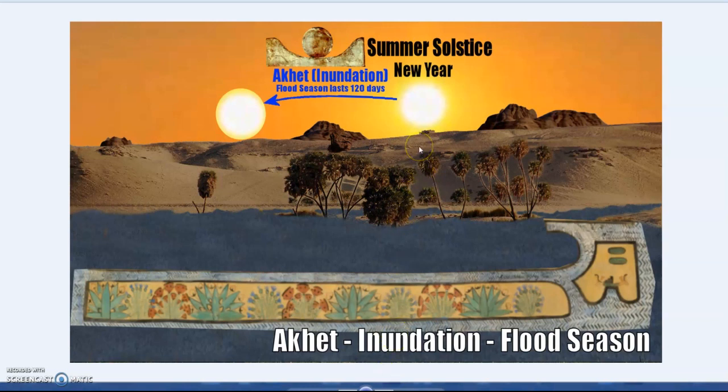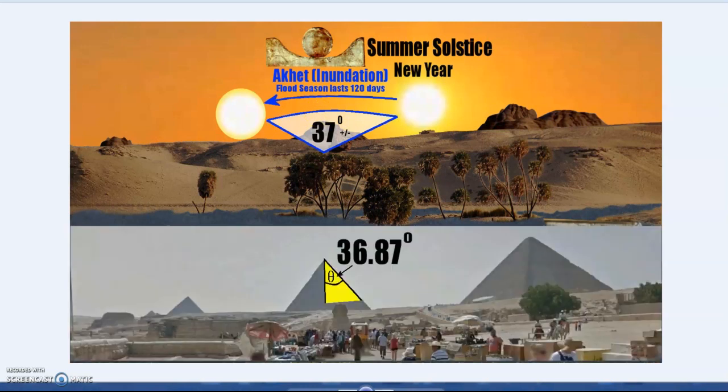So on the summer solstice or the Egyptian New Year, we have Akhet, the inundation, the flood season. It lasts for 4 months of 30 days, or the season lasts 120 days in total. So during that time, the sun's going to move through the equinox, and it's going to be just a little bit south of true east 120 days later. A very interesting point is that this will cover, plus or minus a fraction of a degree, 37 degrees, to mark the 120 days of Akhet, the flood cycle.